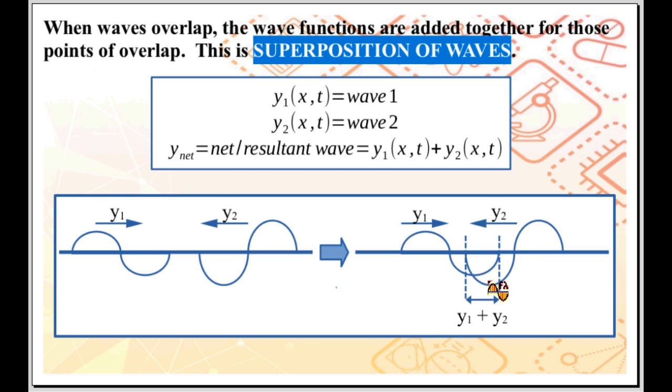For the points wherein you have overlap of the two waves, you have y1 plus y2. The wave functions are added together for those points of overlap. You have y1, wave 1, y2, wave 2. When there is overlap, at the points of overlap, you have y net, the net or resultant wave at the point of overlap. y net is equal to y1 plus y2. Superposition of waves.